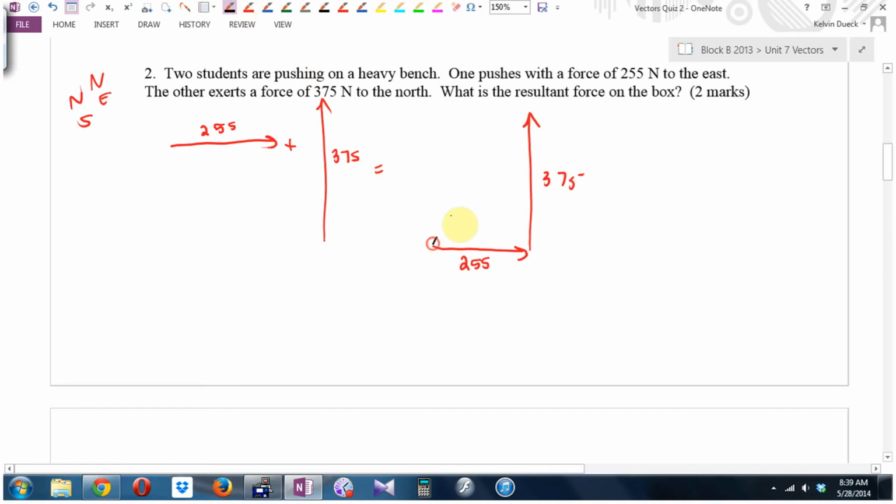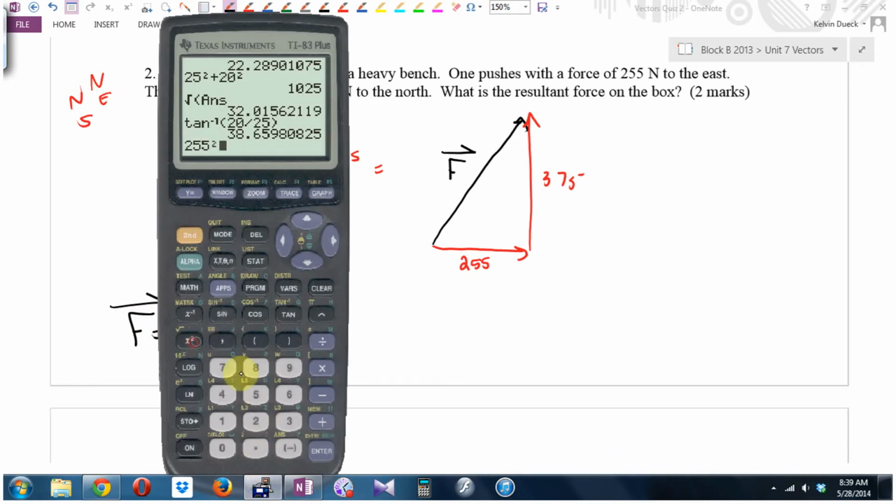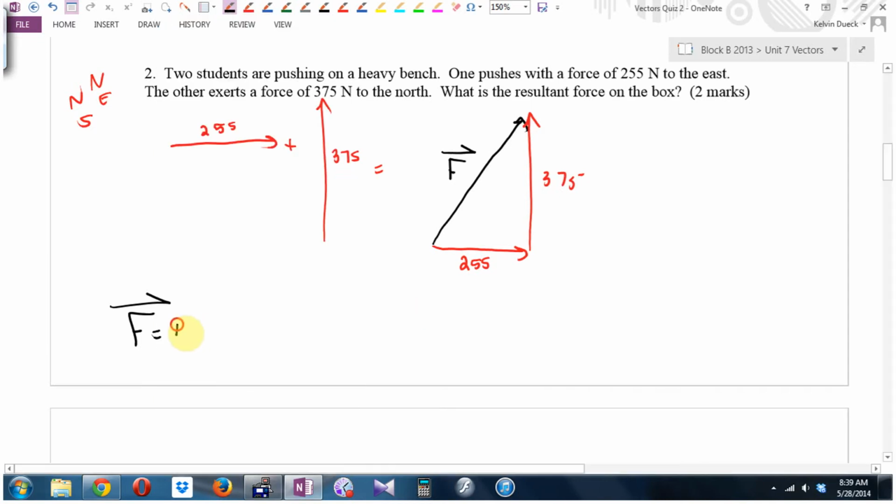You better make sure you go the positive one plus the negative one and draw them in that order. Resultant's going to be, and I'll call that F. So F is going to be Pythagoras, 255 squared plus 375 squared, square root. 453? Yes? No? Yeah? 453 units, newtons.